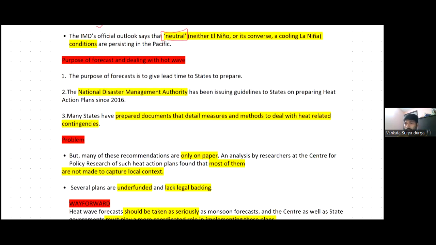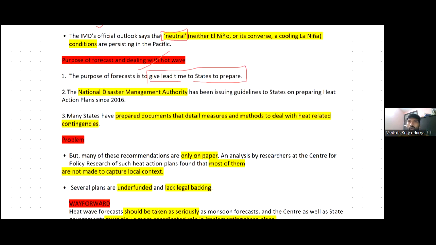First, we have to look into the heat waves. So what is the actual purpose of forecast and dealing with heat waves? The purpose includes giving a lead time to states to prepare. If we forecast the heat wave, then we could issue guidelines to state governments, particularly the vulnerable states, so that they come out with a proper plan to tackle the heat wave.